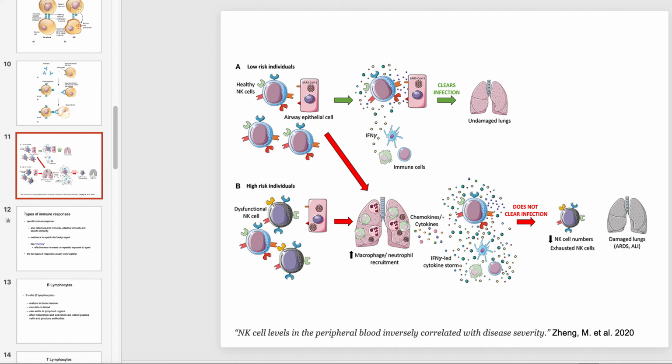This is an important comment from a particular paper: NK cell levels in peripheral blood inversely correlated with disease severity. And so again, it's not just the numbers of NK cells, it's also how well regulated their activity is.